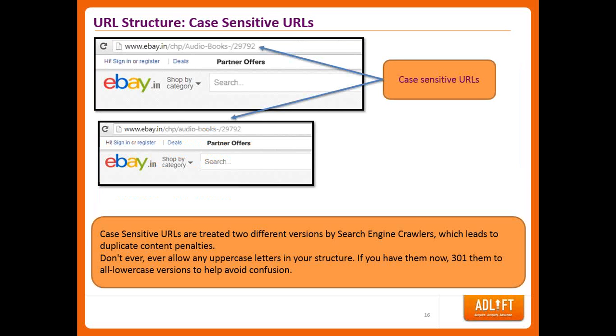Moving on to the other best practices for URL structure, that is case-sensitive URLs. In the mentioned examples for ebay.in, the first URL is ebay.in/chp with a capital Audio-Books and then the ID. In the next example, it's ebay.in/chp with small audio-books and then the ID. For most of us, these URLs look the same, but for search engines these are two different versions of a URL serving the same content.